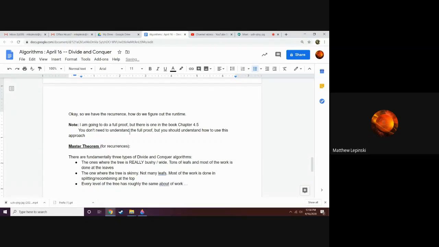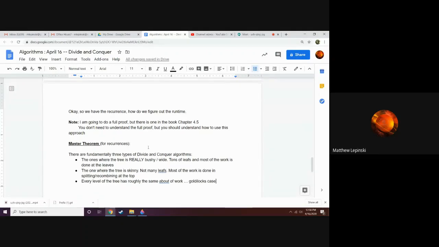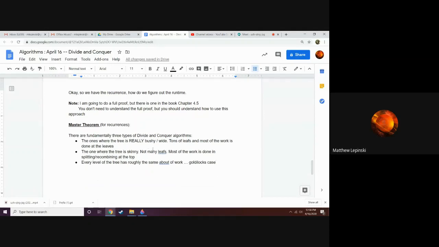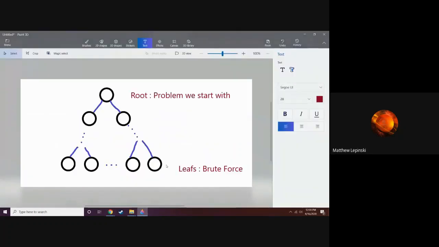So this is kind of the Goldilocks case. Either you have trees that are too wide and all the work is done down at the leaves, or you have trees that are too skinny and most of the work is done splitting and recombining at the top. Or you have cases where the tree is balanced in between, and you do about the same amount of work on each level.